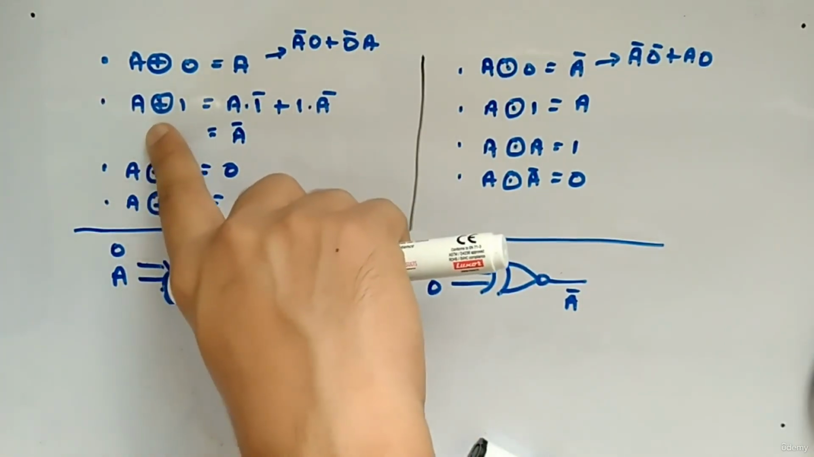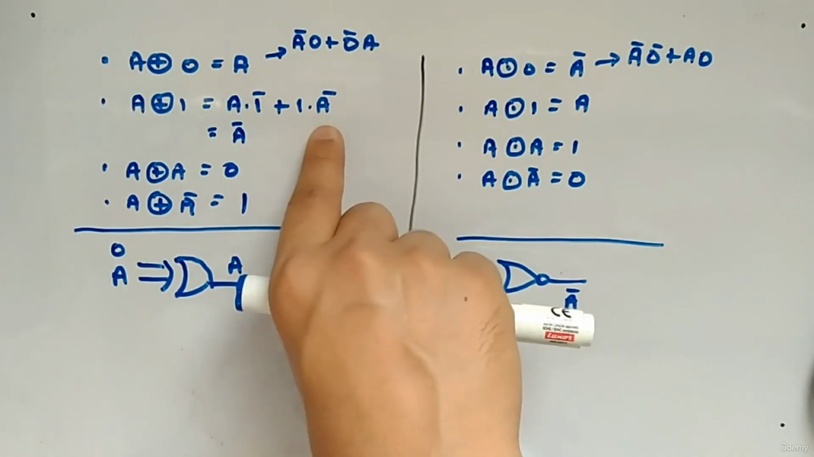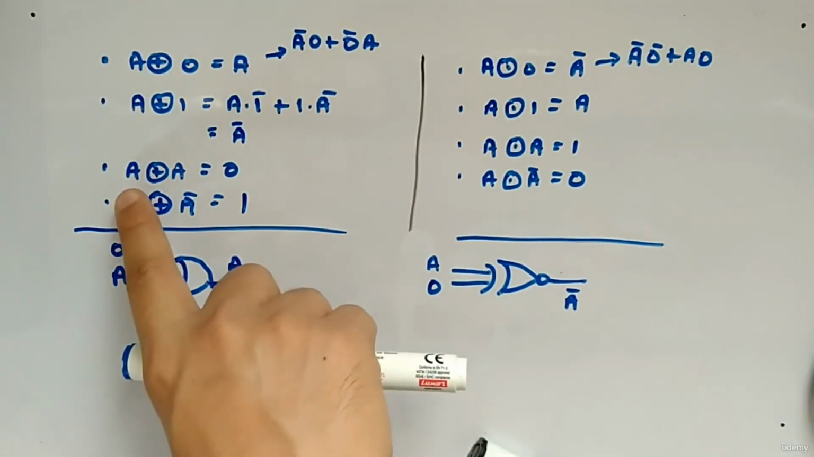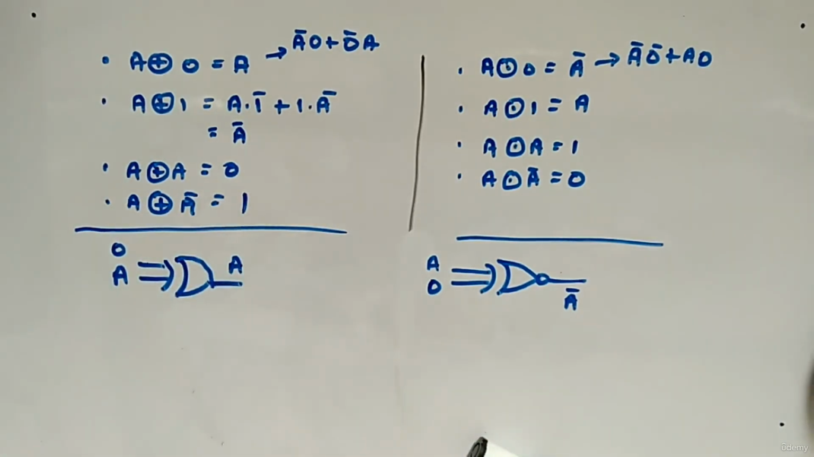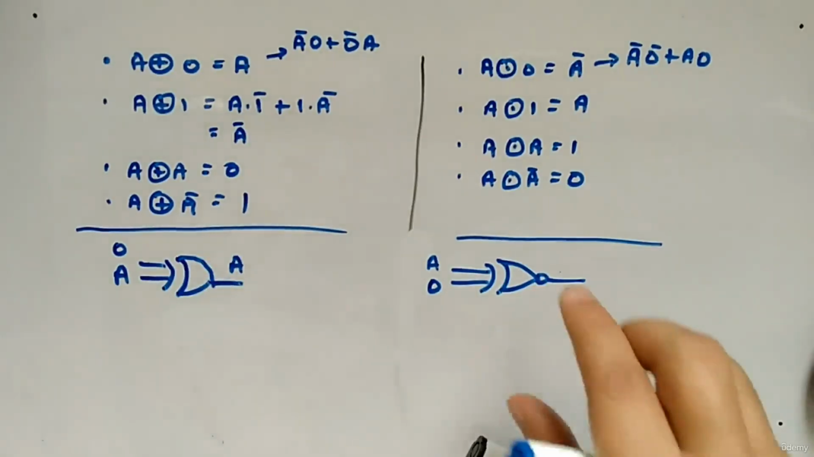So AND and OR properties are being applied, and complement also. Similarly, A XOR 1 will give you A 1 bar plus 1 A bar. This will be A bar. Similarly, if you XOR A with A, you will get 0. A with A bar, you will get 1. You can expand this, just apply the properties we have seen.